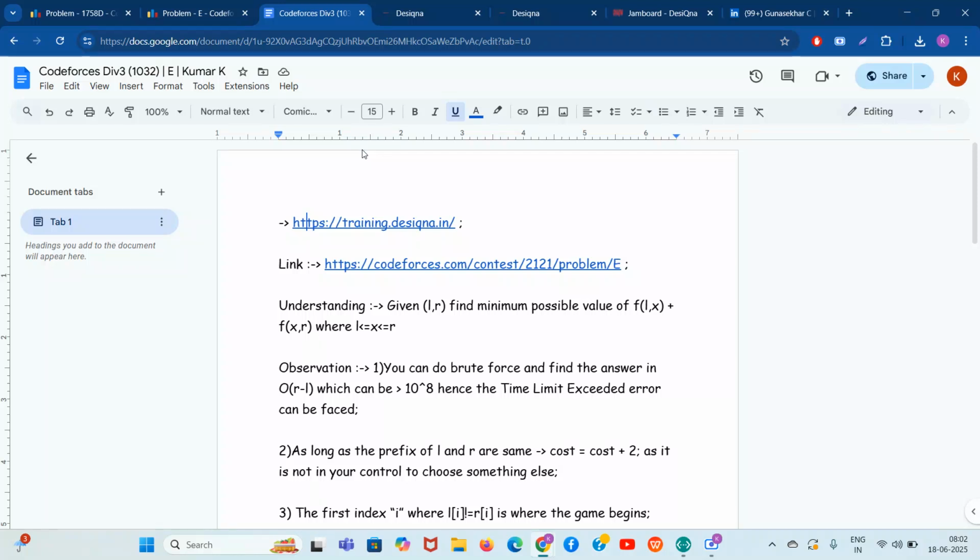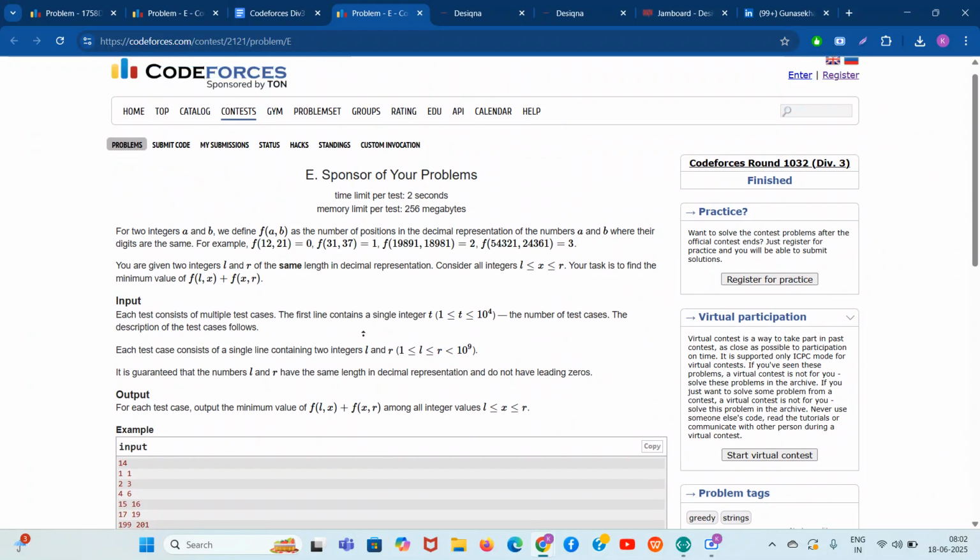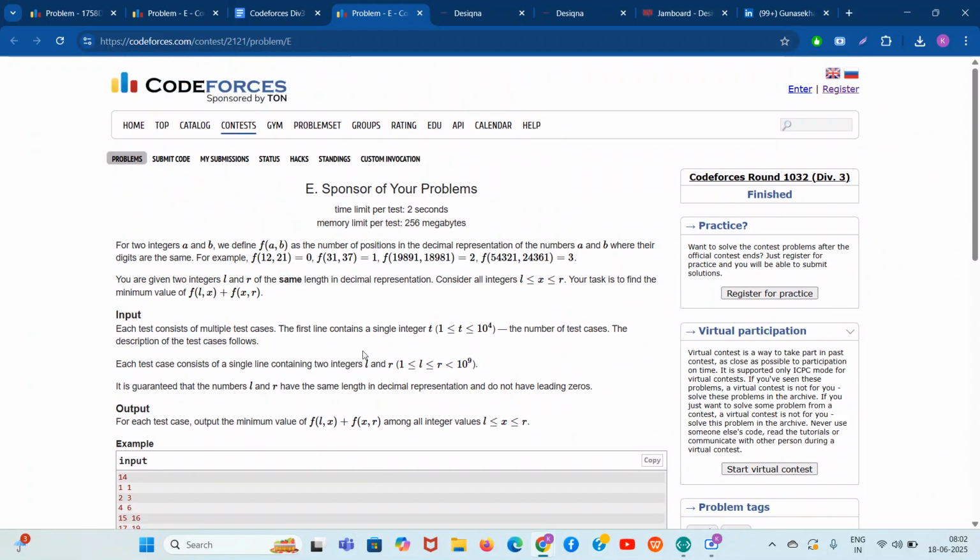So today, it's morning in Mumbai. I've just woken up and I saw this problem and I thought that this is an interesting problem and I should make its video solution for you people. So if I open up this problem, the name of the problem is Sponsor of Your Problems. Whoever is watching this video, I assume you must have gone through this problem, but still, I'll give you a brief introduction.